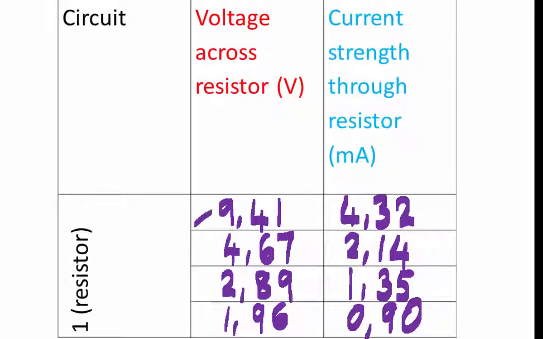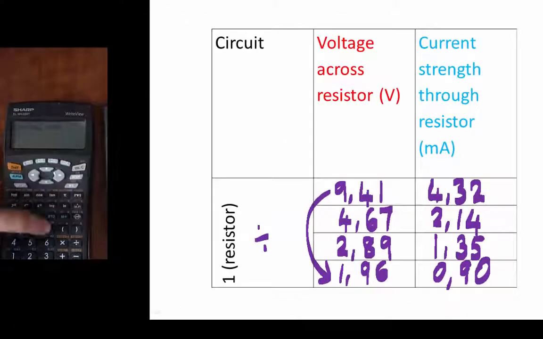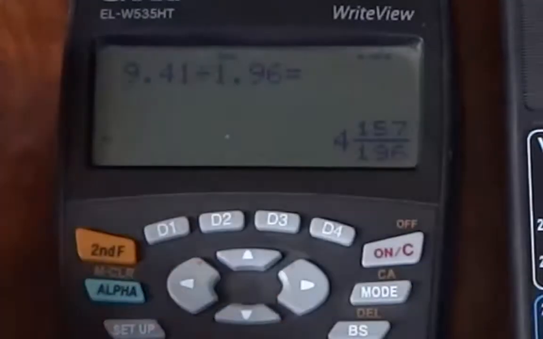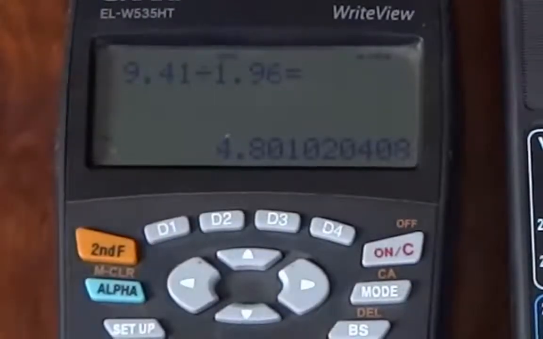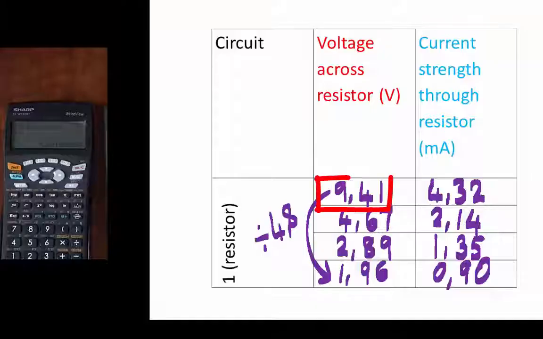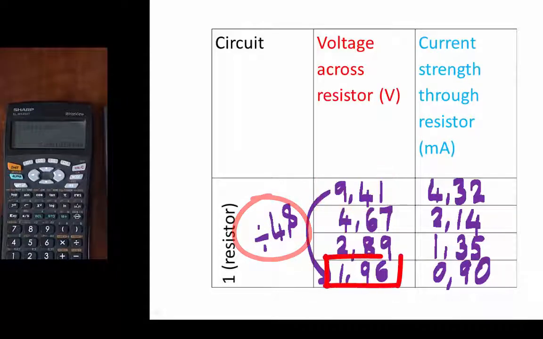Let's do one more. Let's go from the first to the fourth reading. What do you have to divide 9.41 by to get 1.96? How do we find that out? 9.41 divided by 1.96 is equal to 4.8. In other words, 9.41 divided by 4.8 will give you 1.96.